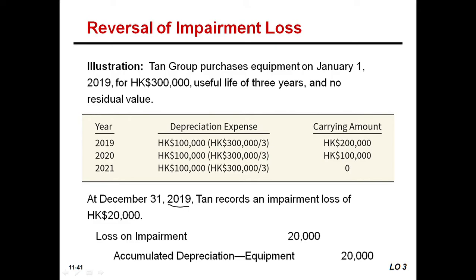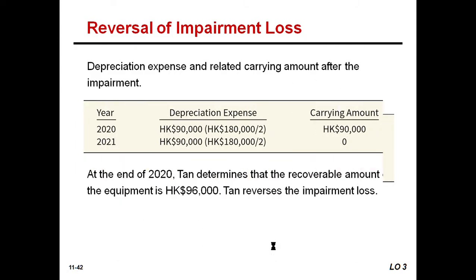So what we need to do is look at this 200,000, right? And then, okay, they have just given you the amount of impairment loss. They said that on December 31, there is an impairment loss of $20,000. So can you record that? Fine. So you pass an entry: loss on impairment 20,000 and accumulated depreciation 20,000.